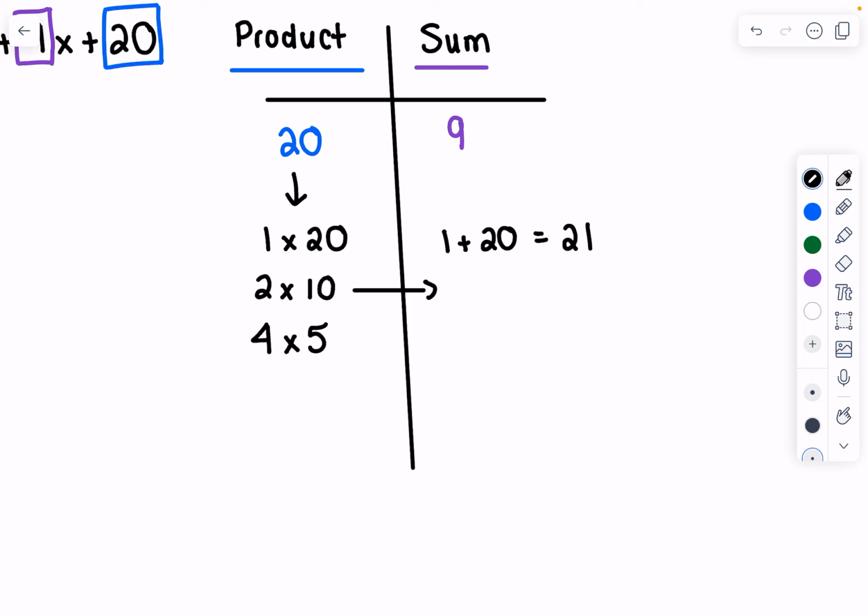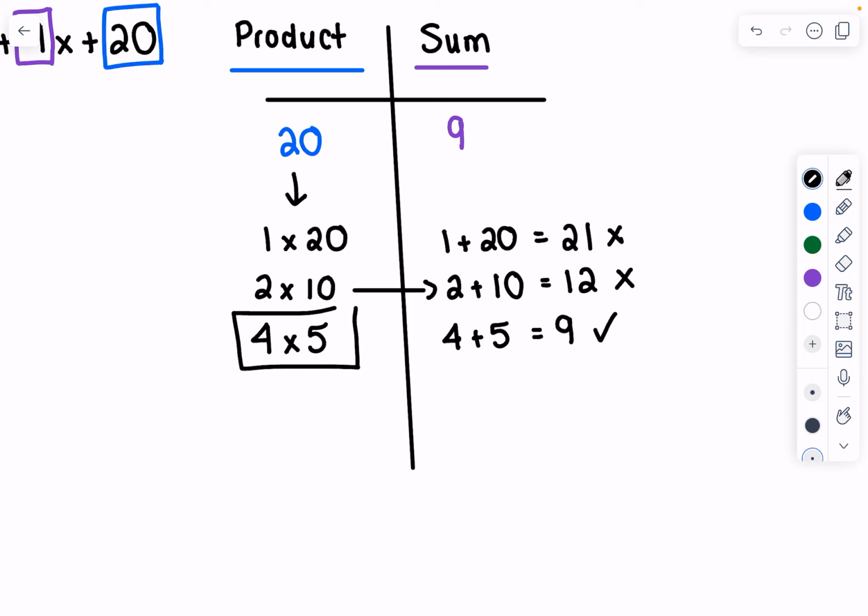Okay, to start, 1 plus 20 equals 21. It does not work. 2 plus 10 equals 12. We're getting warmer, but it did not work. 4 plus 5. Oh, that works. It equals 9.